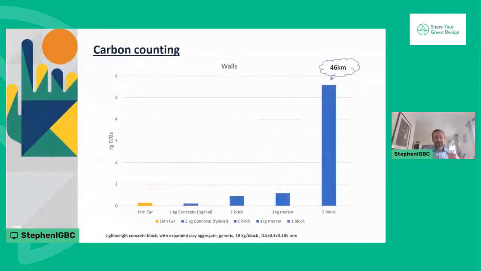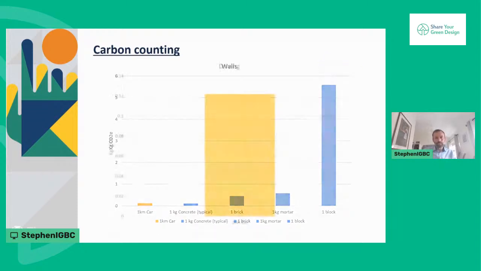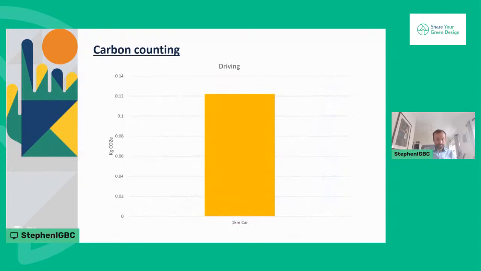And 1 concrete block. Remember I said the concrete block is still the most popular way of building homes in Ireland. So 1 block is the same as 46 kilometers in the car. So if you're an architect and you cycle to work, as soon as you specify 1 block, you've probably undone all the good you did cycling into the office. And that's what we need to be aware of. These things have an effect in the same way as our behaviors have an effect. So back to our car.